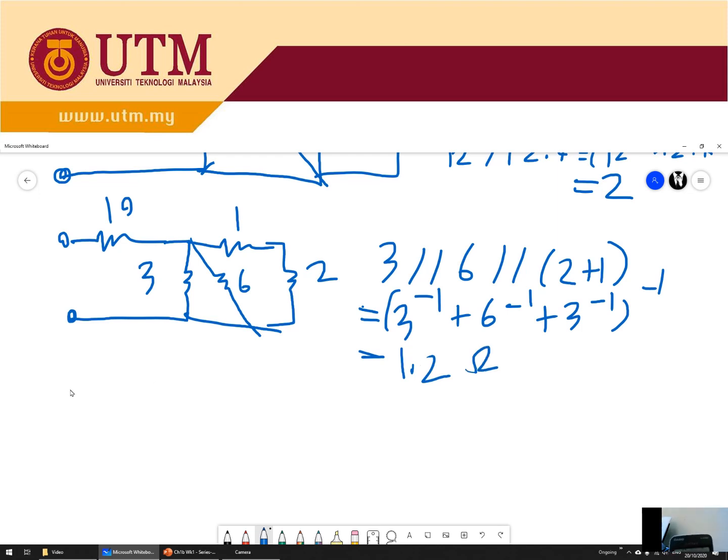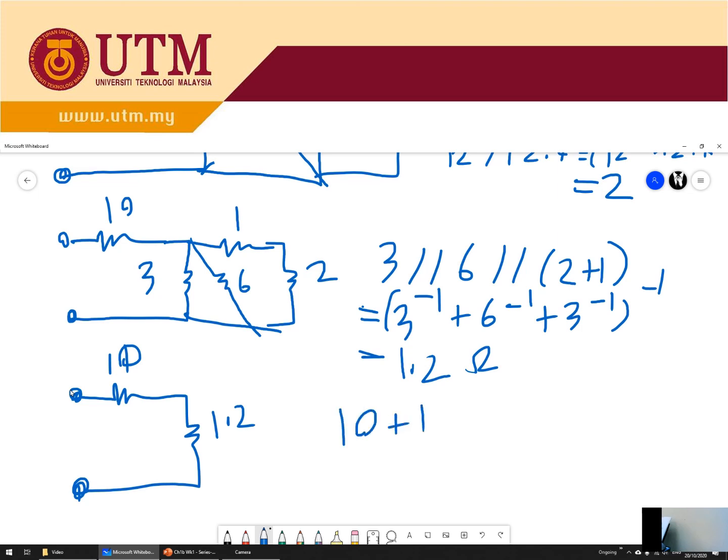So again, redraw. Now you just get 11 and 10 plus 1.2. So 10 and 1.2 are in series. So 10 plus 1.2 equals 11.2 ohm.